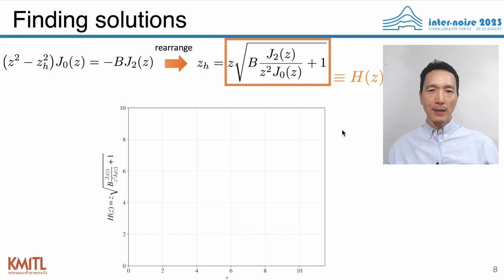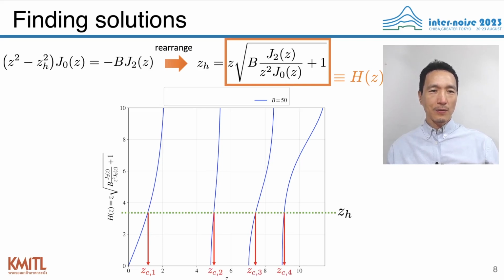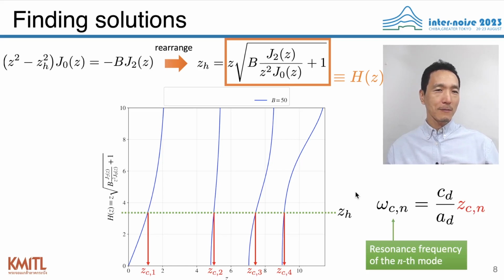And if you plot H, for example, for the constant B equal to 50, then we'll have these blue lines. Then the value of ZH can be indicated as a horizontal line in the same graph, and the roots of the equation can be found where the blue lines meet the green horizontal line. And we're going to call these values ZC1 for the first mode, ZC2 for the second mode, and so on. And finally, we can retrieve the nth mode resonance frequency from the ZC values.